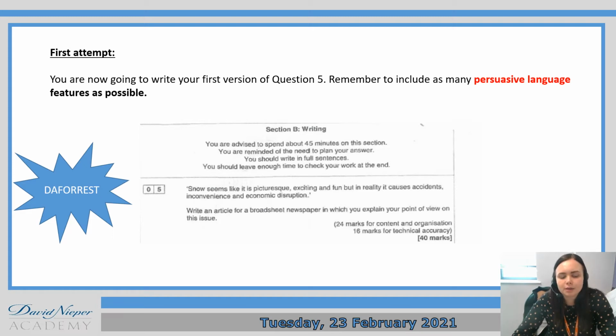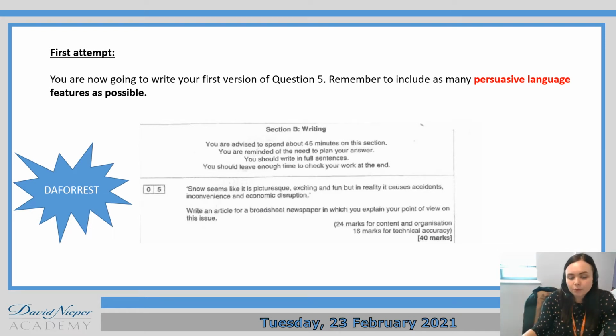So you need to be thinking about how you are going to respond to this question. So first of all, it says snow seems like it is picturesque, exciting and fun, but in reality it causes accidents, inconvenience and economic disruption. Write an article for a broadsheet newspaper in which you explain your point of view on the issue.